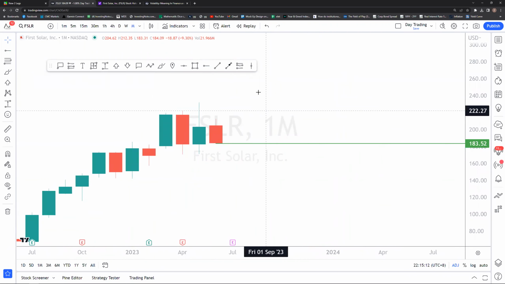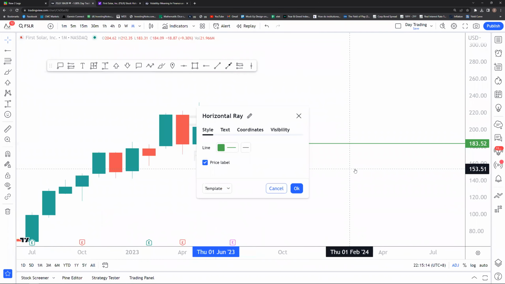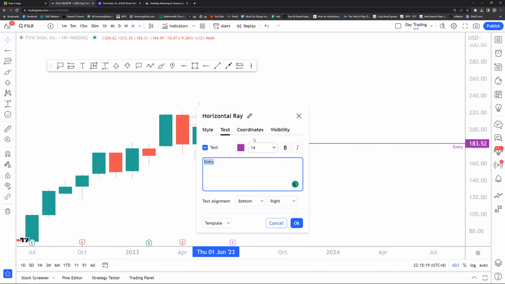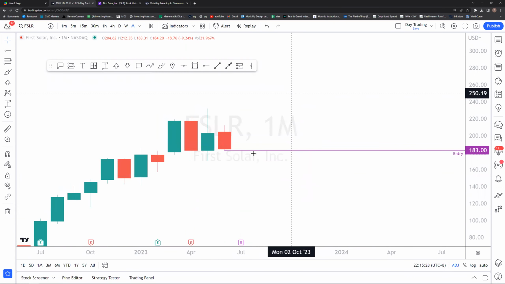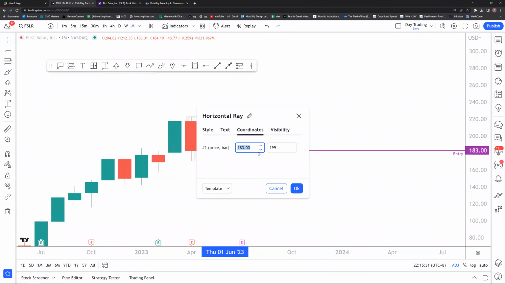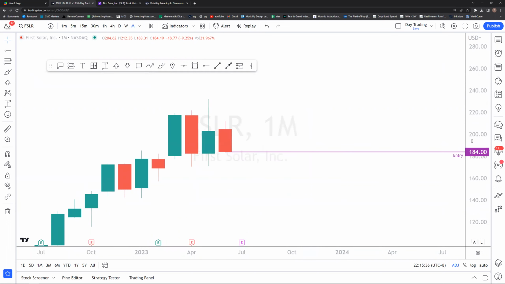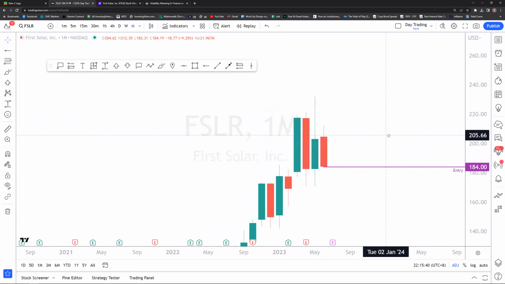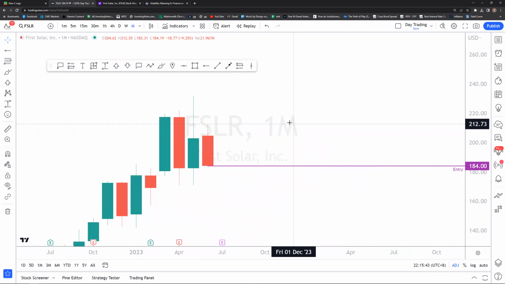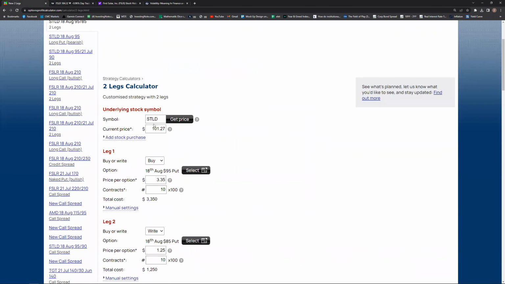Okay, so now let's take a look at First Solar. Let's structure a trade. So let's say this is the current price. Current price is at 183, 187, 183 like that. Okay, let's just put a round number, 183. Okay, maybe 184. Okay, so this is our entry level.